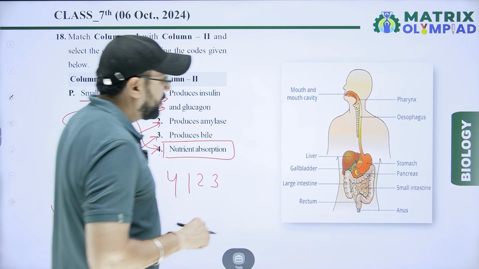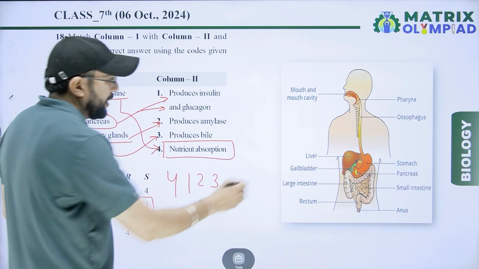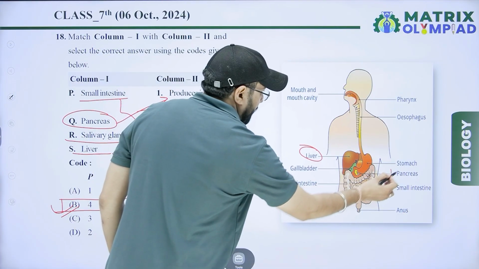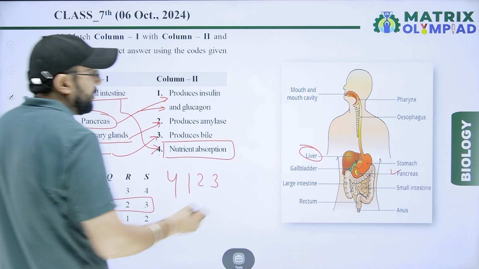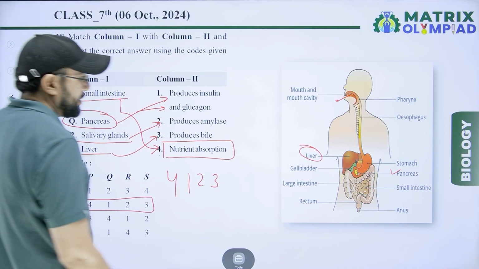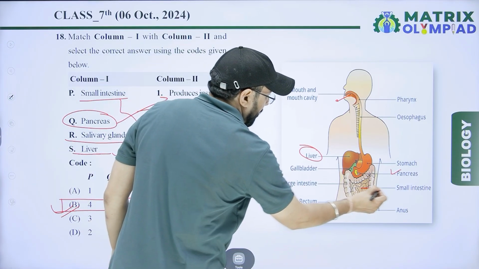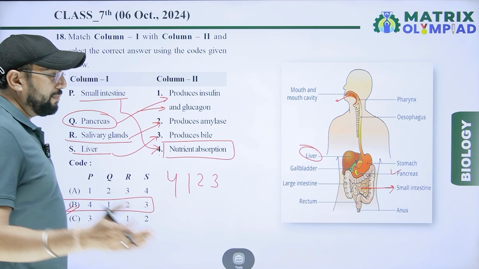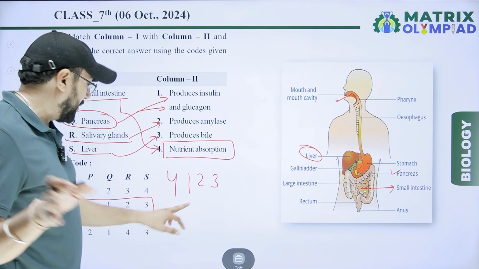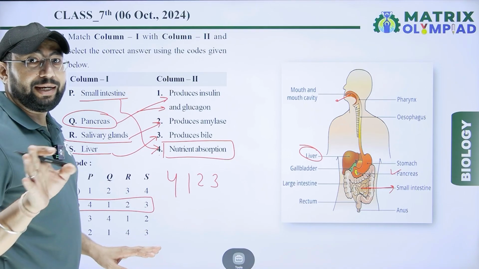In this diagram, the liver is present here, and next the pancreas, this one, and next the salivary gland present in the buccal cavity, and last the small intestine, that is this one, small intestine. For correct matching, our right answer is 4 1 2 3. Option B is the right answer.